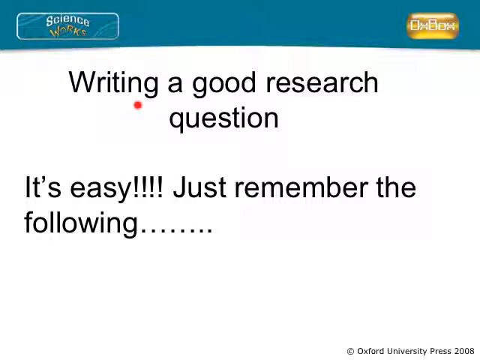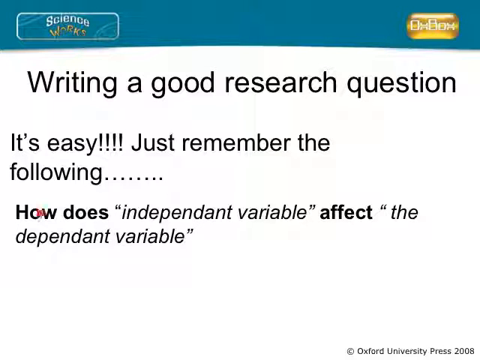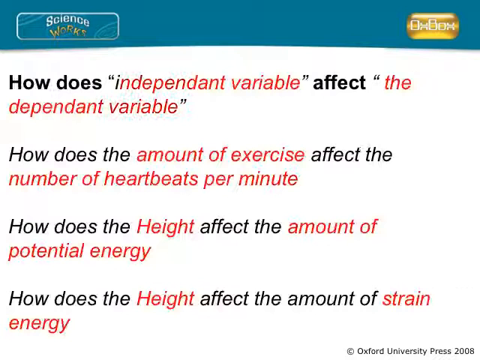Now, writing a good research question, even though that's not what we're doing in this particular experiment, it's important that you look at the research question and find the key sections so that you can then answer the research question clearly. Now, writing a good research question is easy. You just have to remember the following sentence. How does independent variable affect the dependent variable? So basically you just have to fill in the blanks, okay? And that will give you a really easy and clear research question.